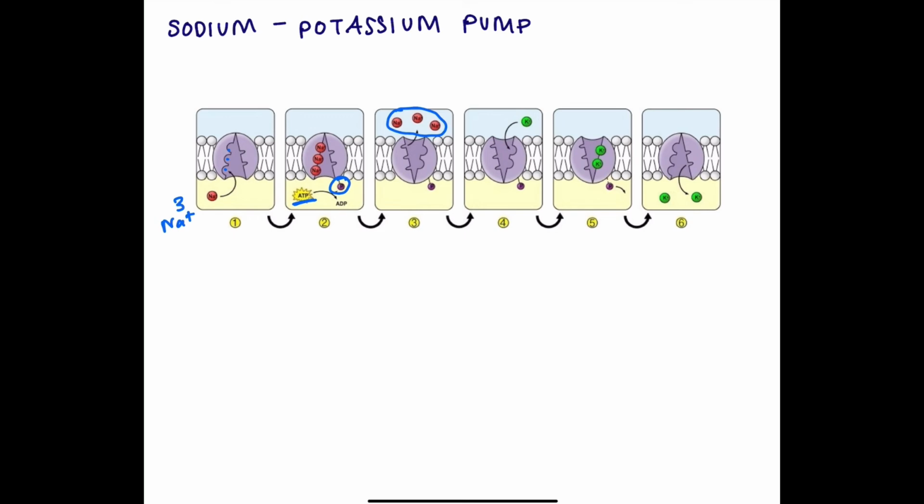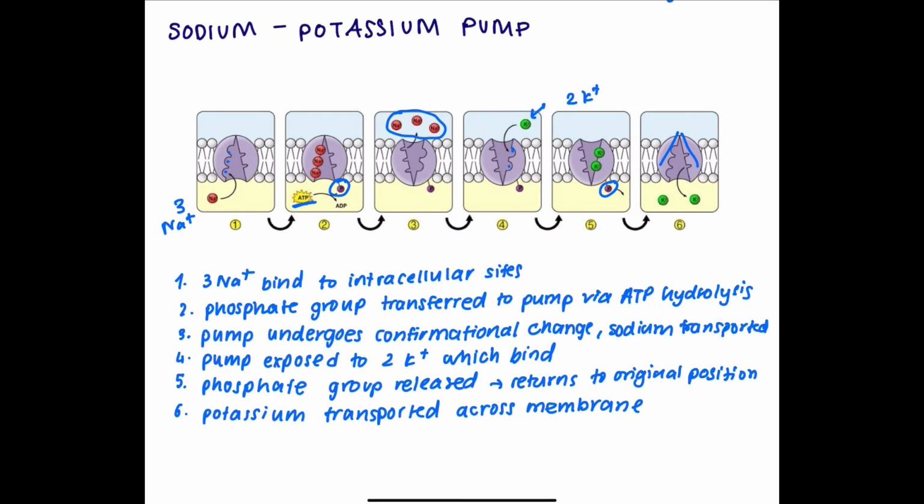After that, we see this conformational change exposes the pump to K+ ions. Two K+ ions will bind to the intracellular sites, and then this phosphate group will be released, and that will cause the pump to return to its original conformation, allowing the potassium to be translocated across the membrane. As you see here, I've written down the 6 steps for the sodium-potassium pump.